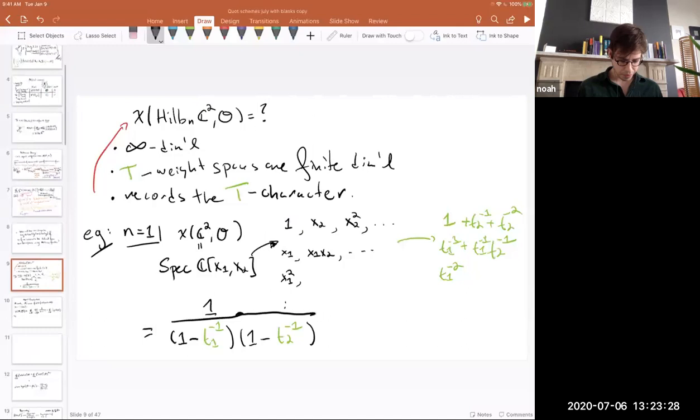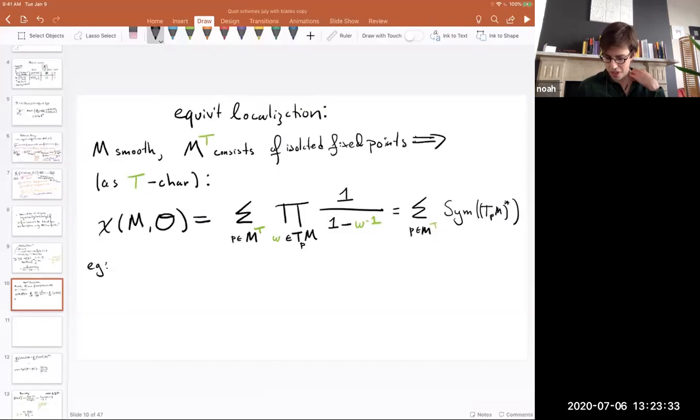Another way to compute this is by equivariant localization. So what does that tell me? For now, we'll assume I have a smooth scheme with a torus action. And for our purposes, it'll suffice to assume that this scheme has isolated fixed points, with no higher dimensional fixed loci. Equivariant localization in this very particular case tells me that I can write the Euler characteristic of functions on this scheme as a sum of contributions over each of the fixed points. At each fixed point, I look at all the possible weights that occur in the decomposition of the tangent space, and I look at polynomial functions in the dual of these weights. So I take the product over all these weights of 1 over 1 minus the weight inverse.